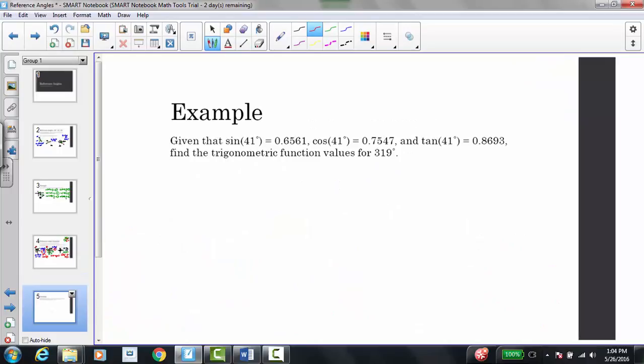All right, in our final example, we are given that sine of 41 degrees equals 0.6561, cosine of 41 degrees equals 0.7547, and the tangent of 41 degrees equals 0.8693. And it's asking us to find the trigonometric function values for 319 degrees.